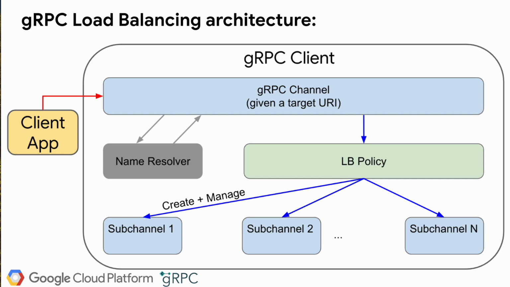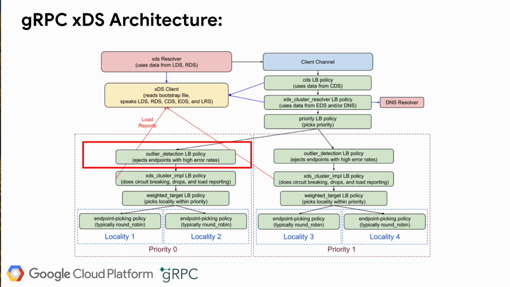This is just a primer on where outlier detection rests in the architecture. This shows how an LB policy is configured within a gRPC channel. And outlier detection is actually an LB policy. We have a video on that on our YouTube channel. This is a zoomed out picture, specifically within xDS, just so you can get a picture of where outlier detection rests.